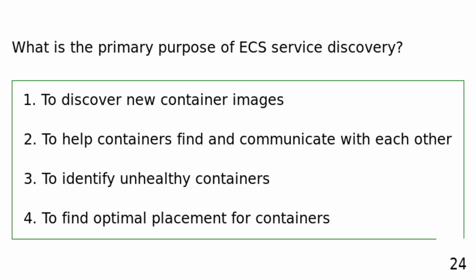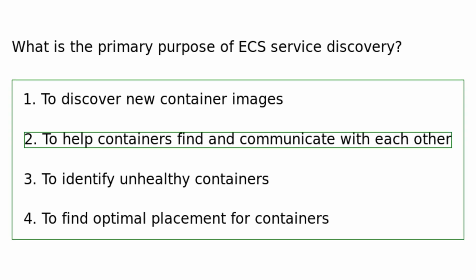What is the primary purpose of ECS Service Discovery? To discover new container images. To help containers find and communicate with each other. To identify unhealthy containers. To find optimal placement for containers. ECS Service Discovery helps containers find and communicate with each other using DNS names.